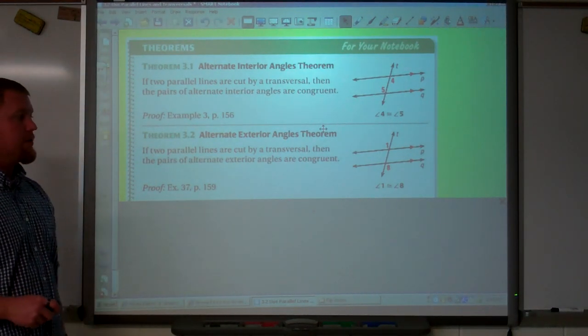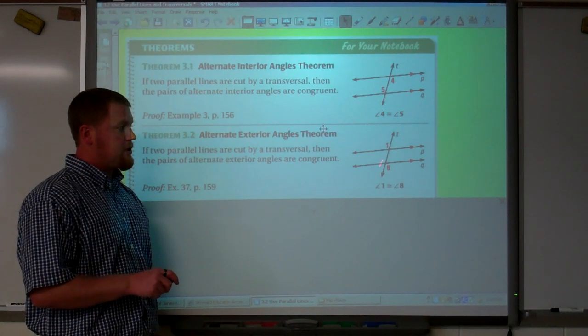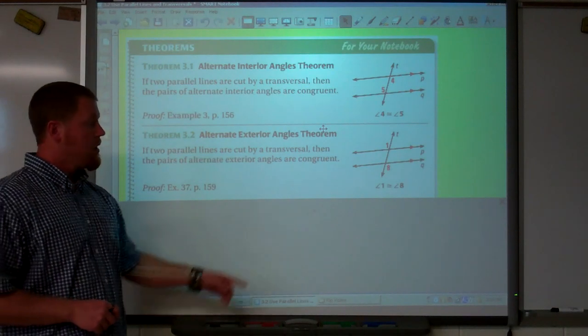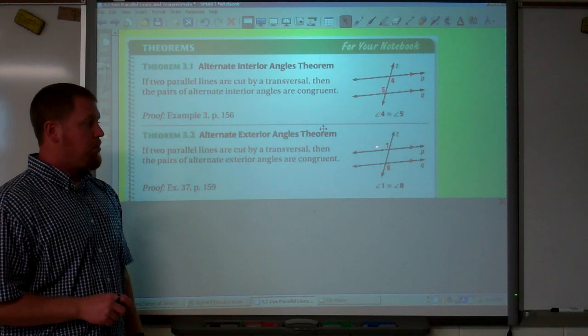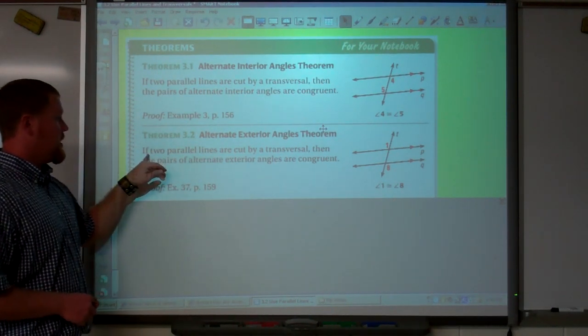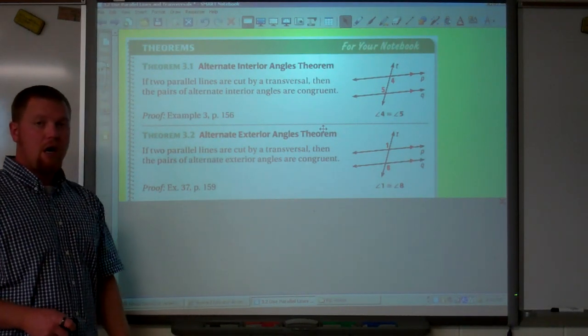Alternate exterior angles. Okay, again, lines P and Q are parallel, line T is our transversal. Angles 1 and 8 are alternate exterior. They're on opposite sides of the transversal. They are both exterior angles and they're non-adjacent. If two parallel lines are cut by a transversal, then the pairs of alternate exterior angles are congruent.